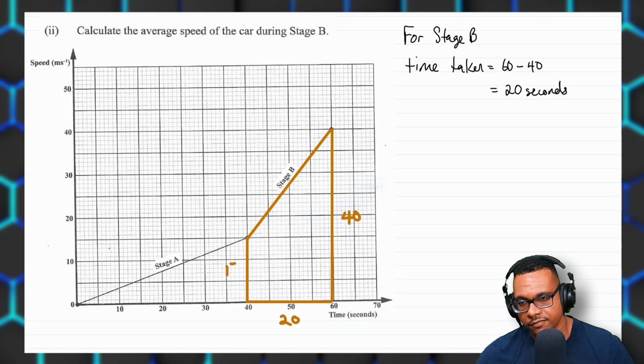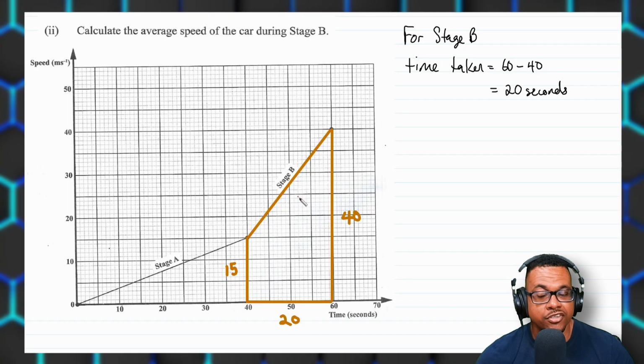So this is 15. Now remember, I'm looking across here, right? This is 15 here, so the length of this side is 15. Don't worry about the units. From 0 all the way up here is 40, so the length of this side is 40. And of course, from 40 to 60, this is 20, so the length of this side here is 20.